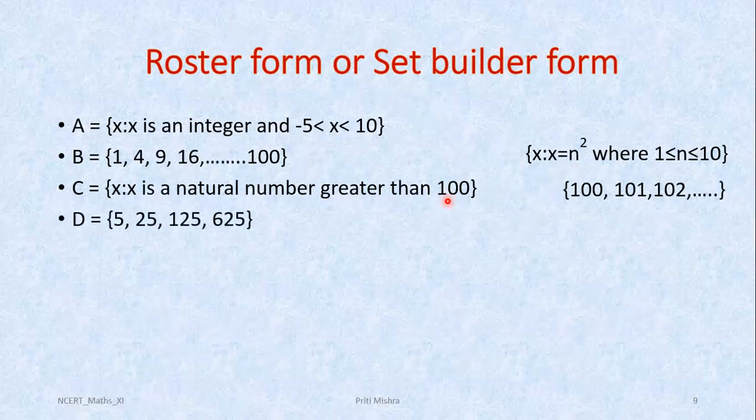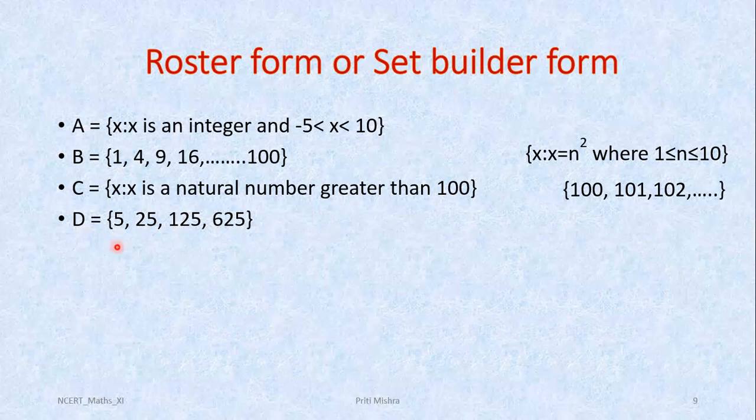Let's have the next one. Next set is set D: 5, 25, 125, 625. This is in roster form. How will you write it in set builder form? Observe the common property here. What is the common property?